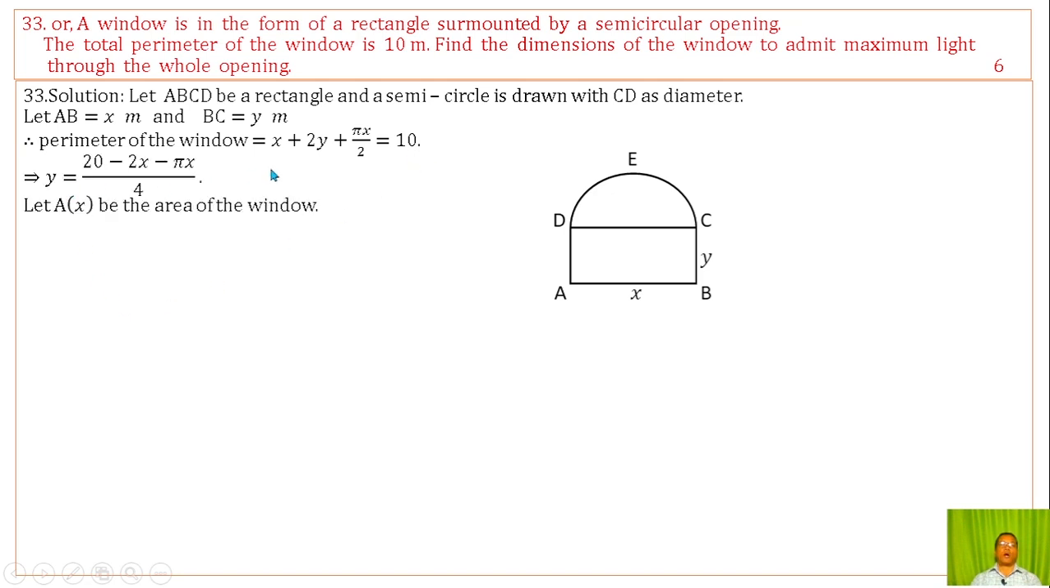From which we have to solve for y. Solving the equation, we have y equal to (20 minus 2x minus pi x) by 4. Let A be the area of the window.